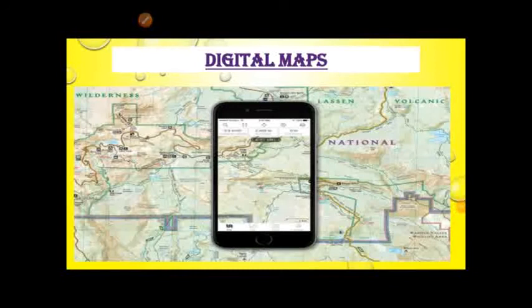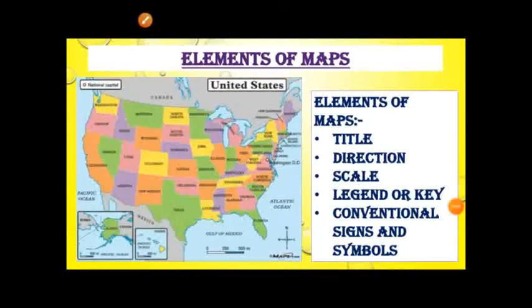Digital Maps is a web-based service that provides detailed information about geographical regions and sites around the world. Elements of maps. Maps provide us with a lot of information and one must know how to read and explain them. Every map is provided with certain features that help us to study the information presented in it. The basic essential elements of a map are title, direction, scale, legend or key, and conventional signs and symbols.